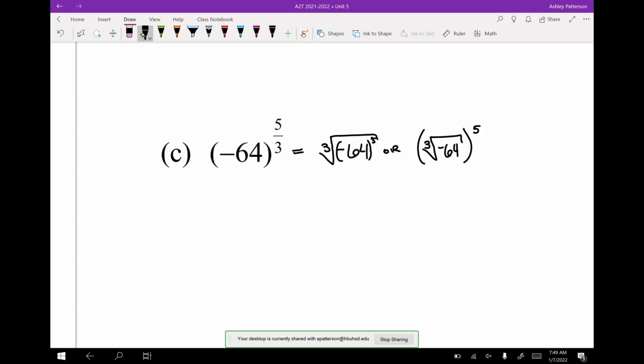So please make sure that you understand you can either apply the radical first or apply the exponent first. It'll work and give you the same answer. So let's not apply the exponent first. We know that the cube root of negative 64 is negative 4. And feel free to take out your calculators. What is negative 4 to the 5th power, please? Yes, negative 1024.